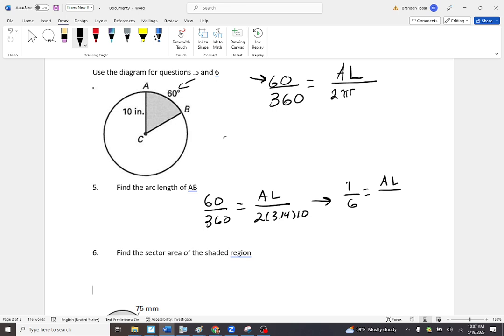So 2 times 3.14 times 10 is 62.8. Now I need to get this AL by itself, so I'm going to multiply 62.8 on both sides.